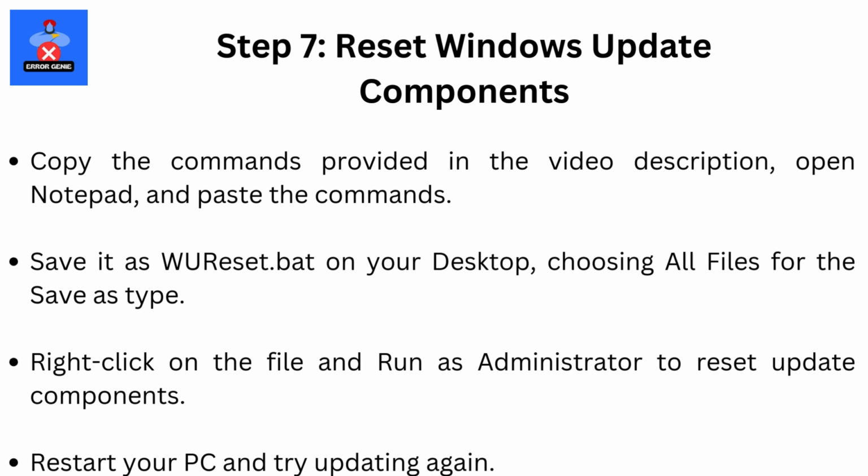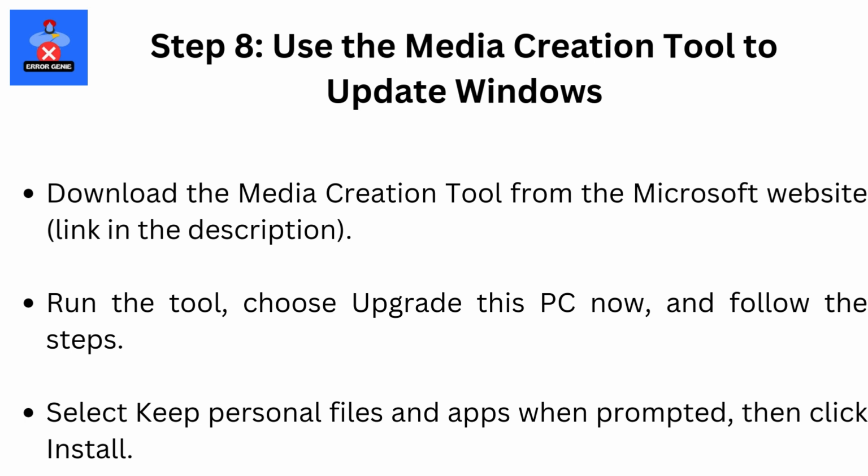Step 7. Reset Windows Update components. Copy the commands provided in the video description, open Notepad, and paste the commands. Save it as wureset.bat on your desktop, choosing All Files for the Save As type. Right-click on the file and run as administrator to reset update components. Restart your PC and try updating again.